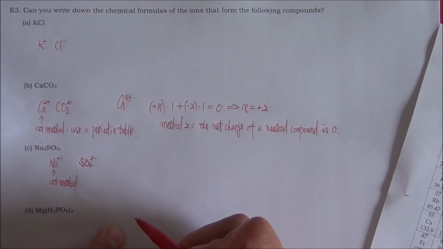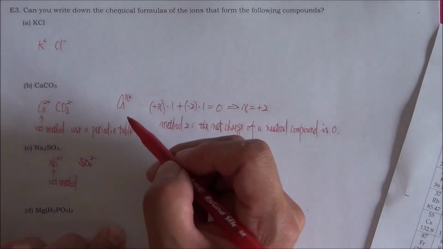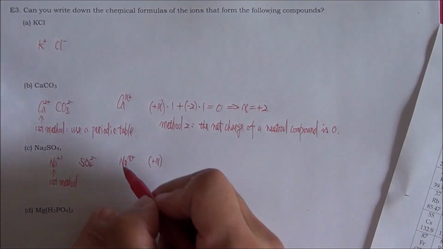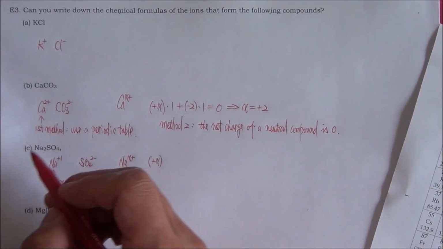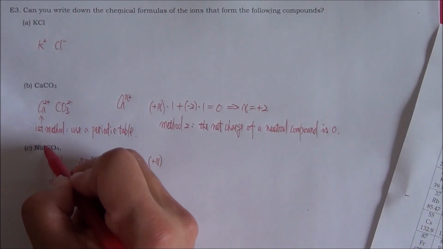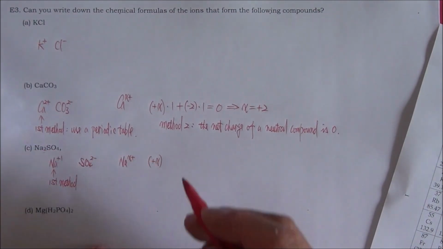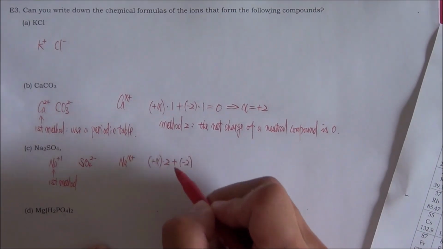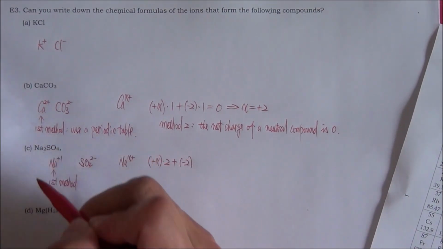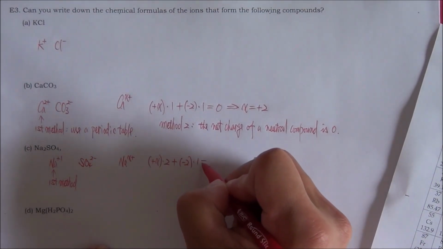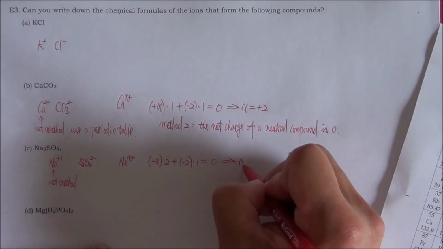The second method is the same as we did for calcium. The charge of one sodium ion is +x. Within the compound, we have two sodium ions. The charge of the anion is -2. We only have one anion, and the sum is equal to 0.